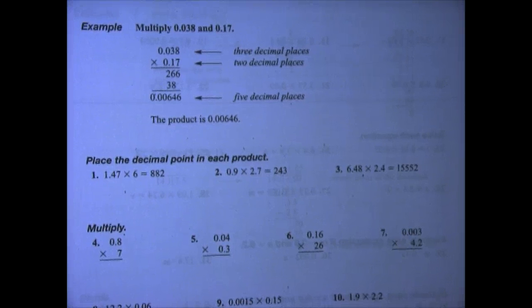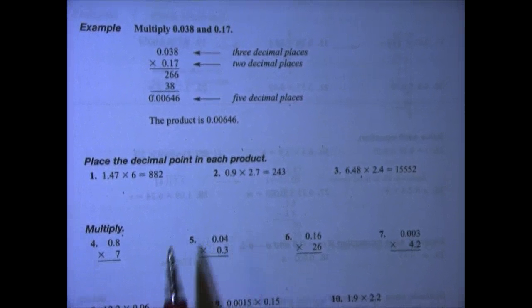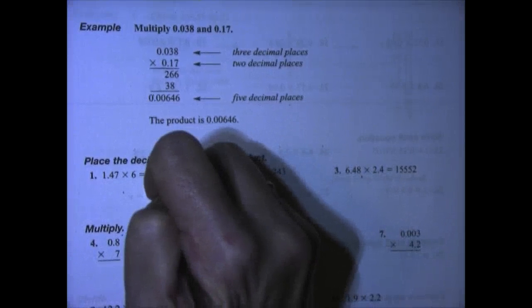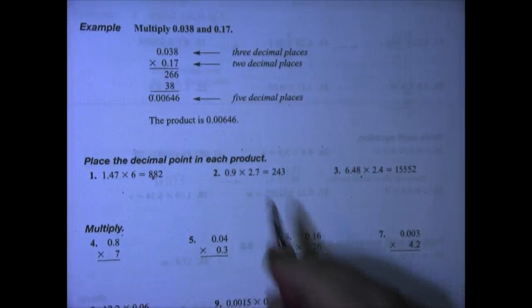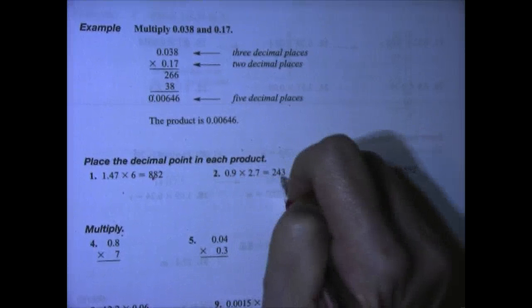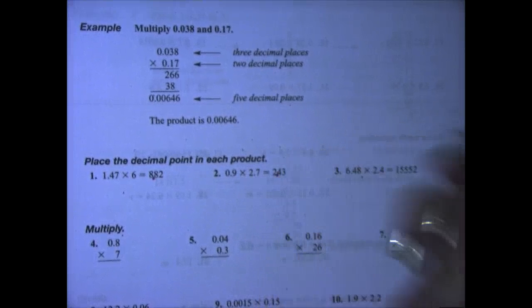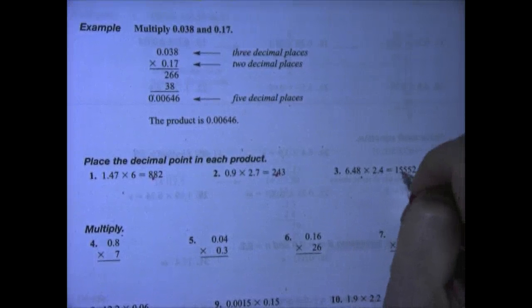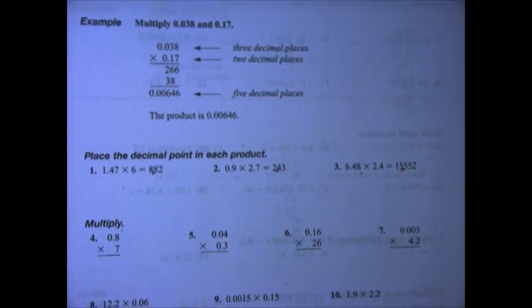So on 1, 2, and 3, it's just asking us to place the decimal point in each product. So I have 2 places here, so I'm going to place it between the 8 and the 8. I have 1, 2 places here, so between the 2 and the 4, and here I have 1, 2, 3 places, so between the 15 and the 5.